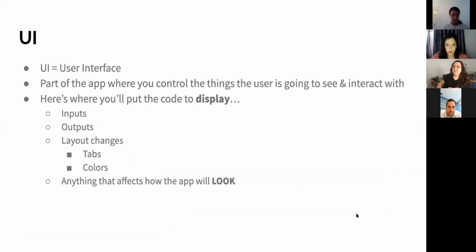That's all we need to get started. Let's talk a little bit in more detail about those parts though. The UI, like I said, the user interface, this is the part of the app where you're going to control the things the user is going to see and interact with. So this is where you're going to put the code that will display your inputs, your outputs, any change you're going to make to your layout, so the different tabs, if you're going to change the color to anything, themes, stuff like that. So anything that's going to affect how the app looks is going to end up in your user interface.